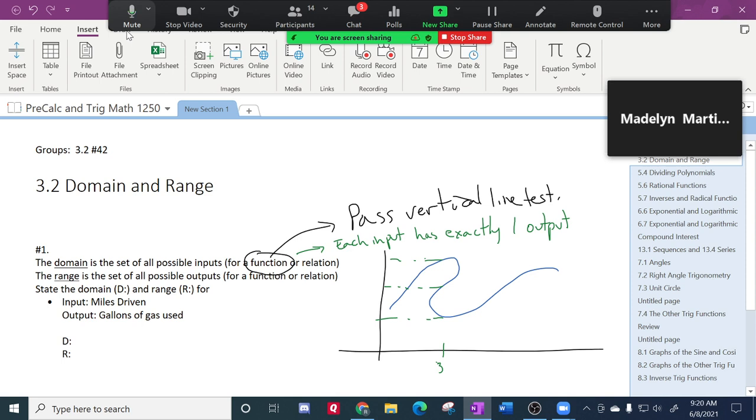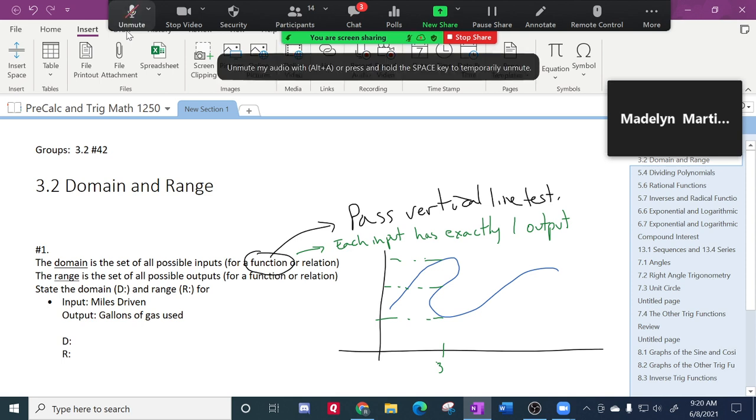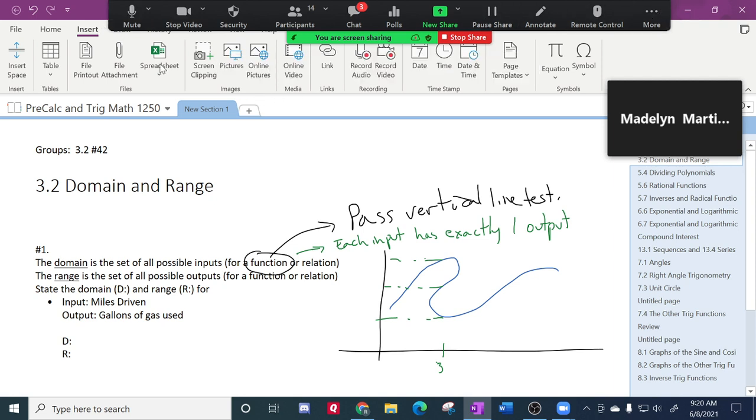So Madeline, did any ideas come up for which one is the domain and range? Wouldn't the domain be the miles driven and the range is the gallons of gas used? Okay. Now that is exactly what I would do if I was in your situation.